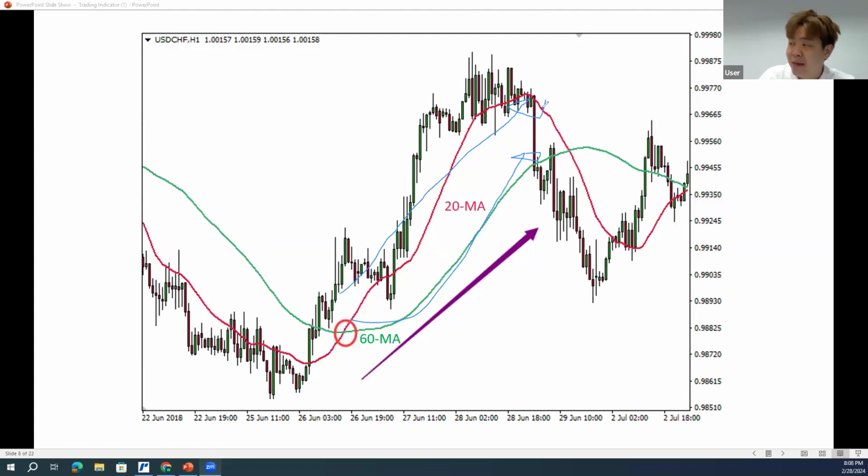But when the 20 MA, the above one, the short-term line, crosses below the long-term line, it means that the trend for this USD/CHF is going to drop. So normally we use the MA to determine any trend reversal. When you see the cross, it means there will be chances for some trend reversal. I will show you more examples later and then guide you on how to do the charts.